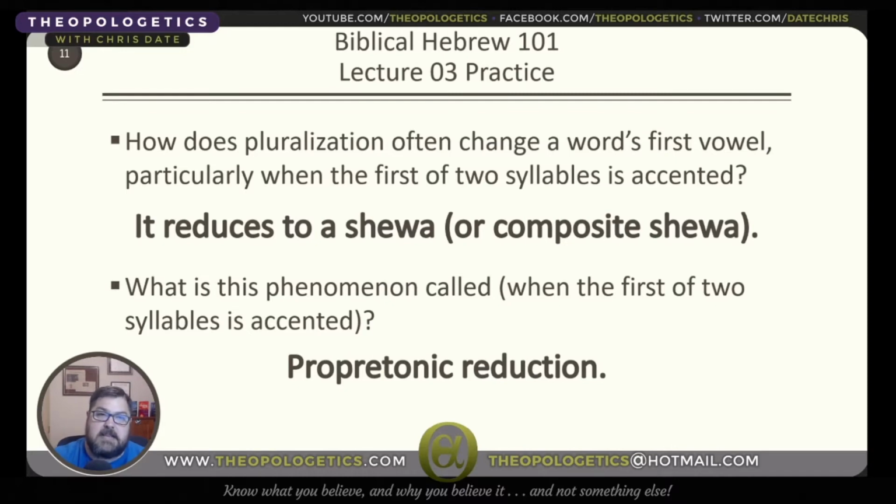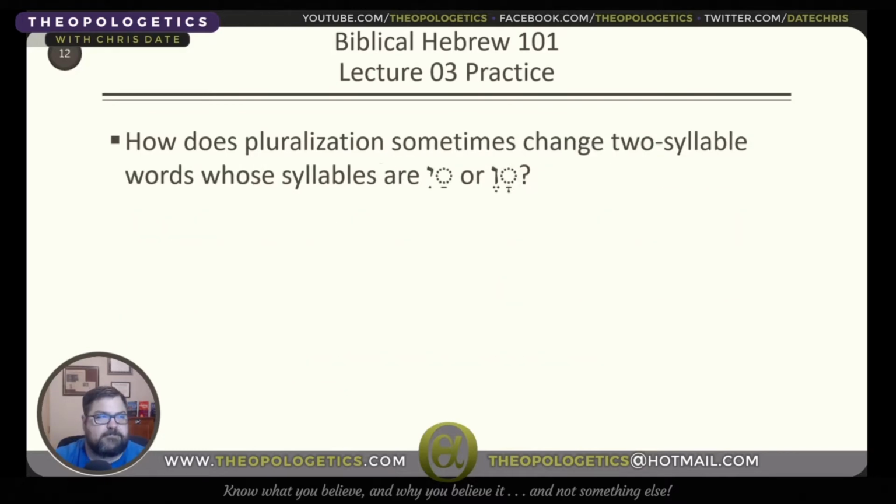But when you add the ending at the end, you now have three syllables. And so what was the pretonic is now the propretonic syllable, and it's the vowel that gets reduced typically, and so it's called propretonic reduction.